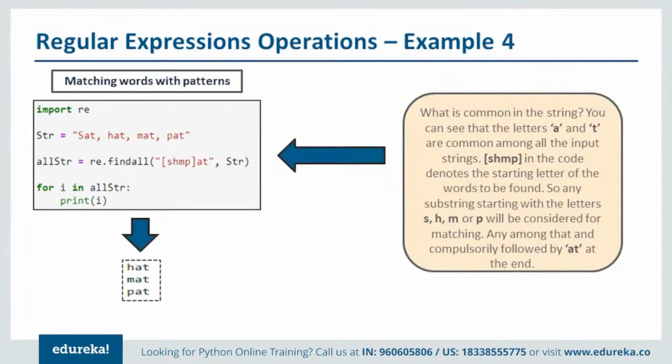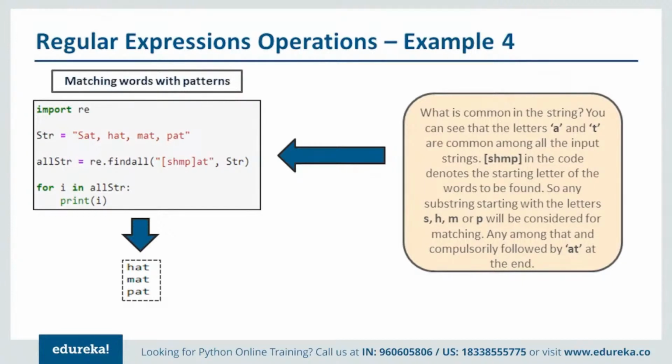Now the second one: in this one we are trying to match words with patterns, because in the previous ones we were just giving the complete string. But if I don't want to go with one hard-coded string, and want to go with multiple, dynamic strings, that is where matching words comes into the picture. Here we have a string with sat, hat, mat and pat. In this case the letters "a" and "t" are common.